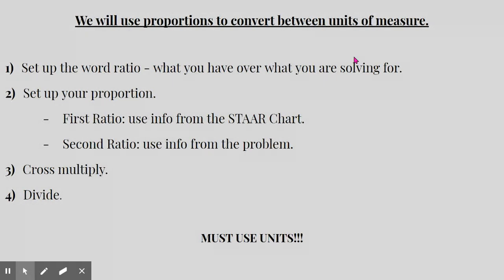2, set up your proportion. Your first ratio is going to be information from the STAR chart. So we said before, the first ratio should be what info is given to you. Well, the STAR chart is the info given. The second ratio, use the info from the problem. Then you're going to cross multiply and divide. So go ahead and pause the video if you need more time to write this down. And something else to note is you must use units, and we'll talk about that as we solve.